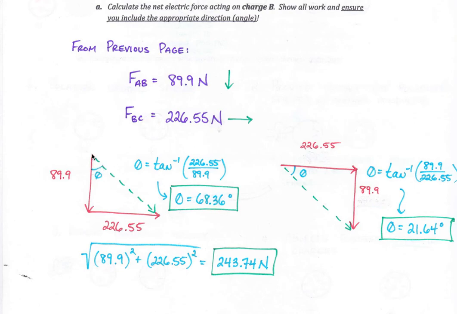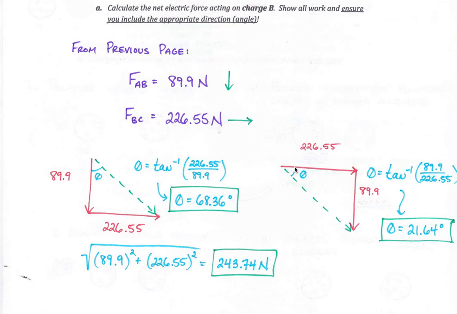Now this is being measured off of this vertical line, so this would be 68.36 degrees measured off of the y-axis. Whereas if we were over here and we reversed it, you still get the same hypotenuse, but you're actually measuring off of this horizontal vector, which is the x-axis. So 21.64 degrees off of the x, or 68.36 degrees off of the y, it gets you to the same exact point, and both of those answers are acceptable.